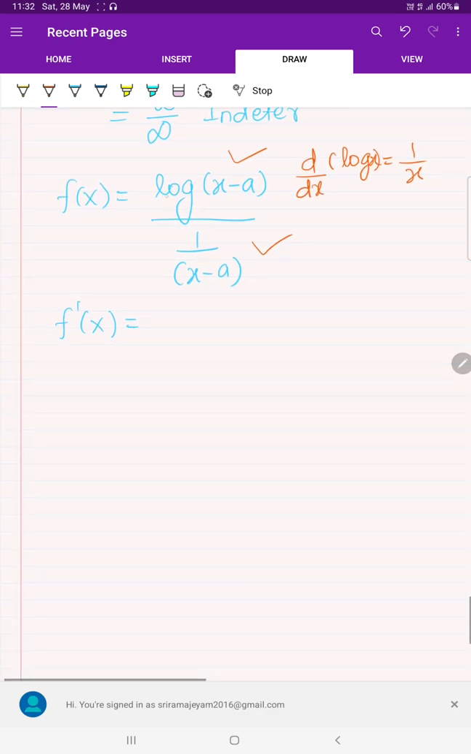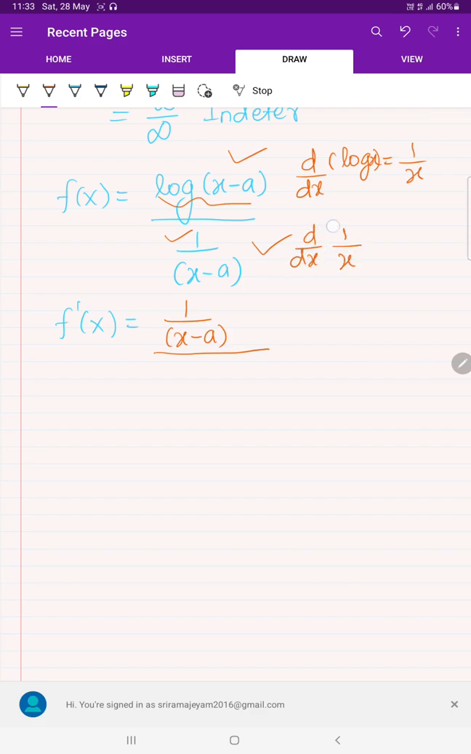So in the same way, if I differentiate this function, this will give you 1 by x minus a in the denominator. What is the differentiation of d by dx into 1 by x? This will give you minus 1 by x square. In the same way, if I differentiate, this will give you minus 1 by (x minus a) whole square.